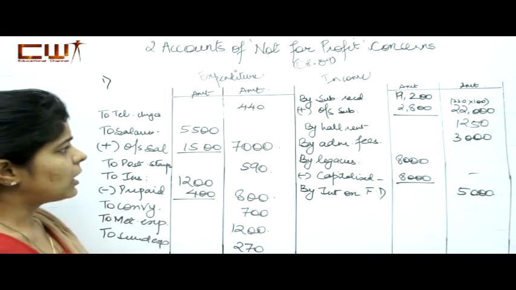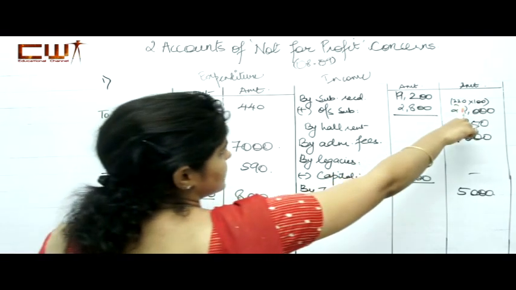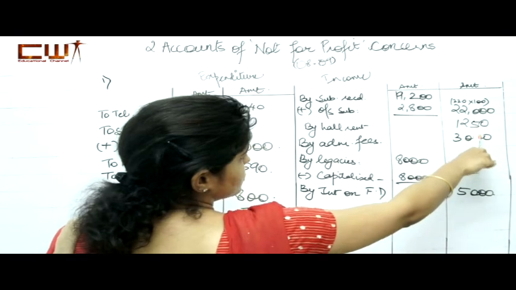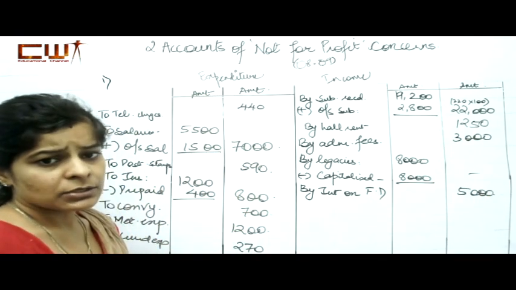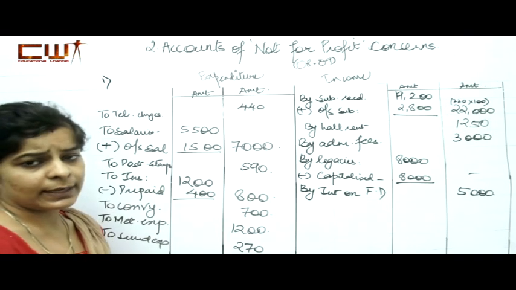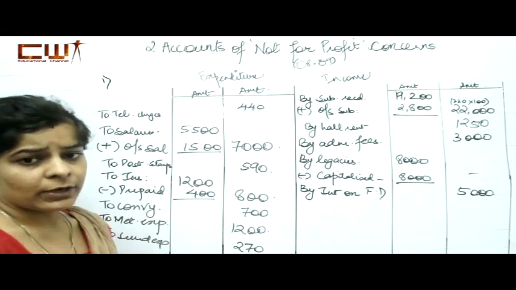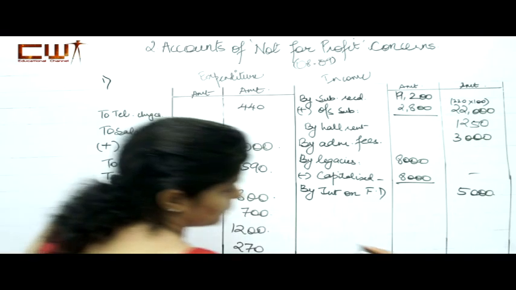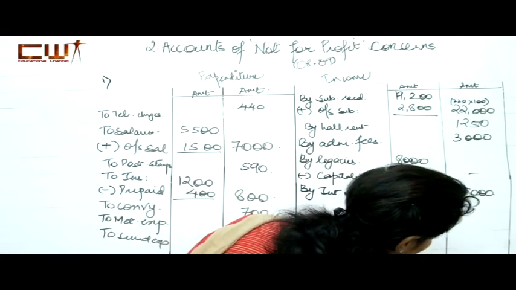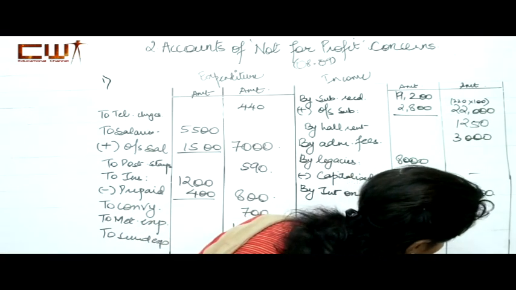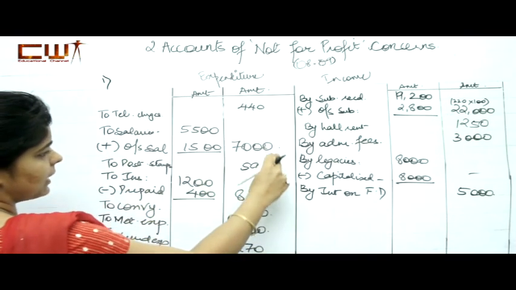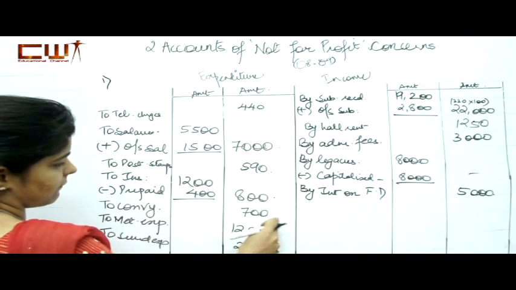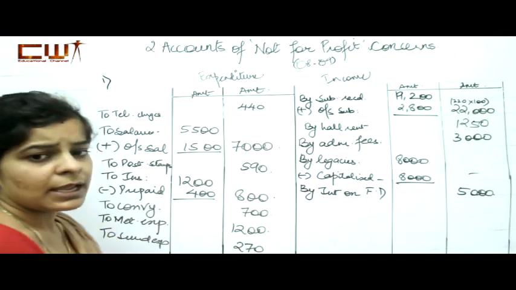Now what you do, you add up this side, that is 22,000 plus 1,250 plus 3,000 plus 5,000. So how much will you get? You will have a total of 20,250. Add this side also: 440 plus 7,000 plus 590, 800, 700, 1,200 and 270.